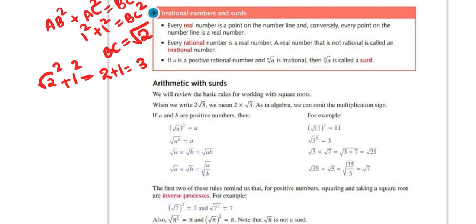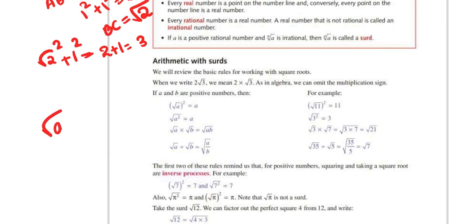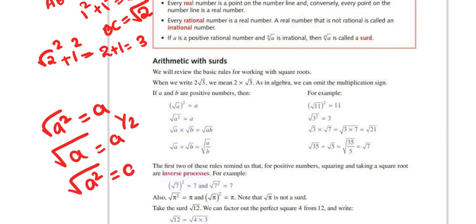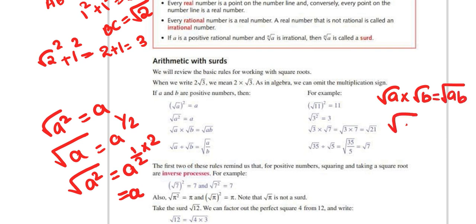Then arithmetic surds. Root of a square, that is equal to a, because root a means it is a raised to 1 by 2. Then root a square means a raised to 1 by 2 into 2. So 1 into 2 it is 2, 2 by 2 it is 1. So you will get a. So root of a square, that is a. Also root of a times root b, that is equal to root of ab. Then root a divided by root b, that is root of a by b.